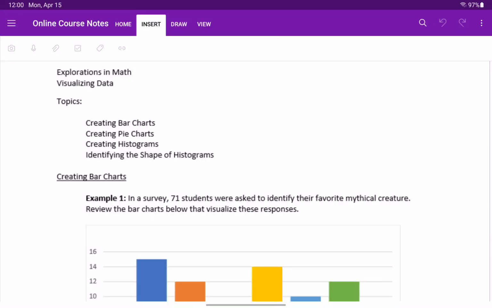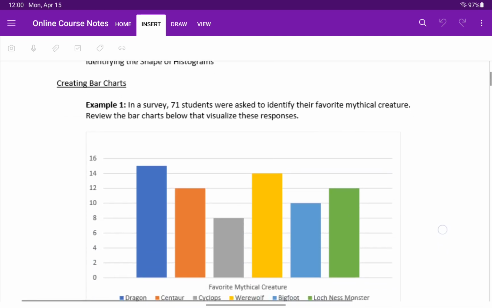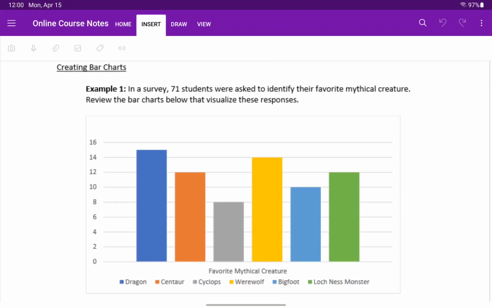In this section, we want to talk about visualizing data, which is really just taking a look at the frequency distributions and bin frequency distributions that we created in the last section and turning those into graphs. For example, we can create a bar chart.